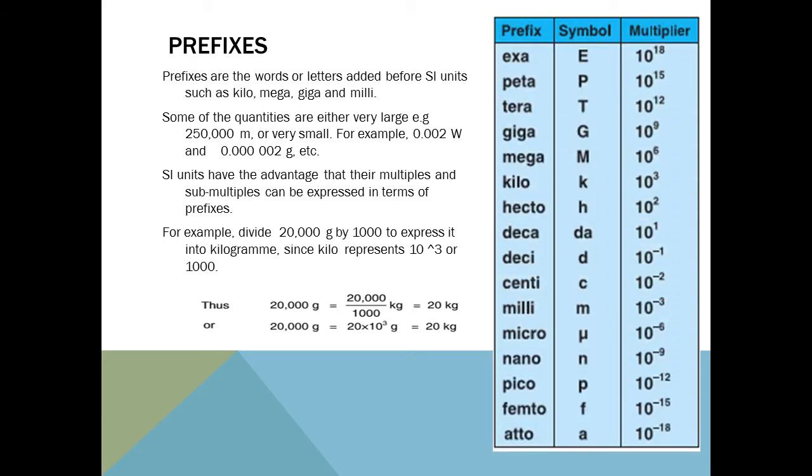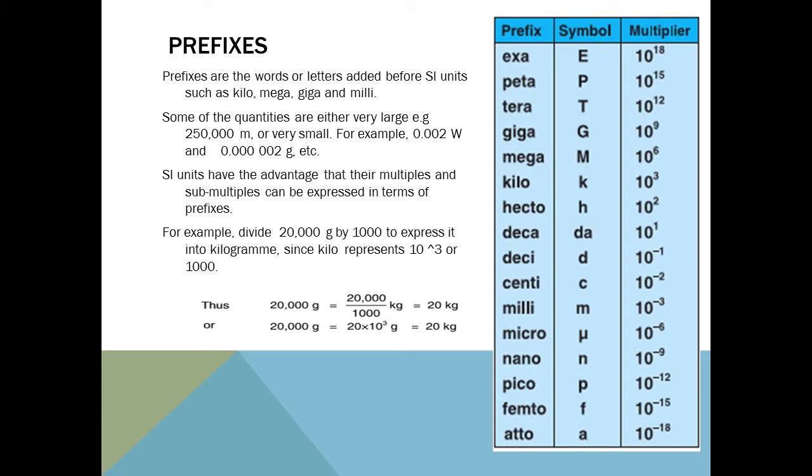Here is the table for prefixes. In the first column you can see prefixes, in the second column you can see the symbol of prefixes, and in the third column you can see the multiplier of the prefixes. Exa is represented by E and its multiplier is 10 raised to power 18. Peta is capital P and its multiplier is 10 raised to power 15. Tera is capital T, Giga is capital G and its multiplier is 10 raised to power 9. Mega is capital M, Kilo is small k, Hecto is small h, Deca is da and its multiplier is 10 raised to power 1.